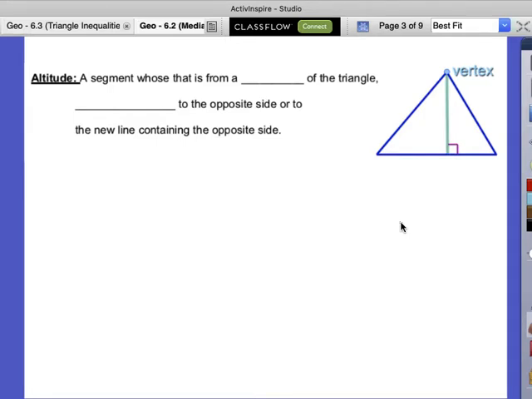An altitude is a segment that is from a vertex of the triangle, perpendicular, or we have the symbol for that, which is the upside down T, to the opposite side, or to the line containing the opposite side. I'll explain that in a moment. But first, let's focus on the first part of this. A segment that is from a vertex of the triangle, perpendicular to the opposite side. So we went from a vertex to the opposite side, and it has to be perpendicular to that side.